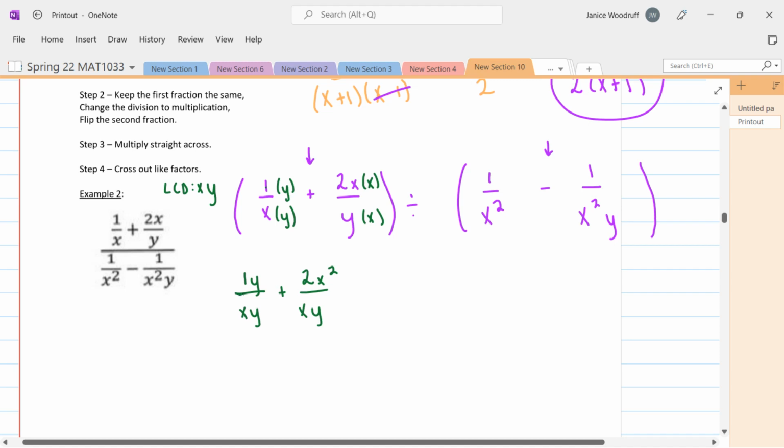Then I add across the top there. So this is going to be y plus 2x squared over xy. Okay, and that's the most that I can simplify that. I cannot cross these y's out even though they're singular because this y is attached to the 2x squared with the plus sign. Okay, it's by itself there. Or it's not by itself in the top. It is by itself in the bottom.